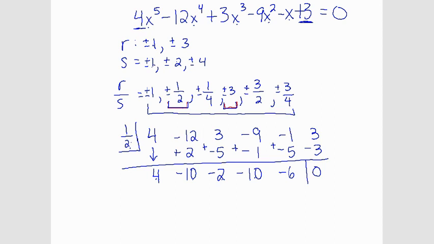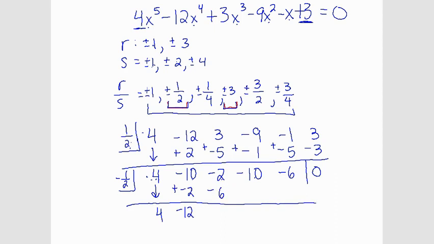Okay, so let's start with this polynomial on the next solution. Because if it's a solution of this polynomial, it'll be a solution of this polynomial. Okay, so I'm going to go with the negative 1/2 this time. Let's pick up the pace a little bit. Drop the 4. Negative 1/2 times 4 is negative 2. And then adding these two together, I get negative 12. Okay, negative 1/2 times negative 12 is negative 6. Add these together, I get negative 8. Negative 1/2 times negative 8 is positive 4.